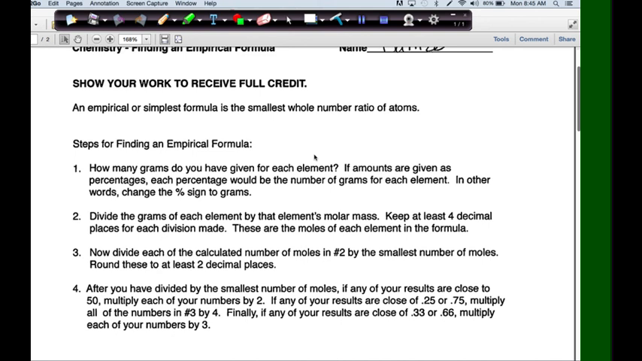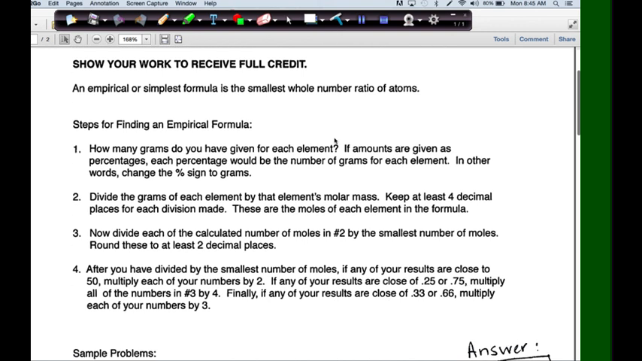to show you. And so the steps that I have listed are something that you can use on all tests and quizzes. And here's how we go about finding a simplest formula, which is defined as the smallest whole number ratio of atoms.